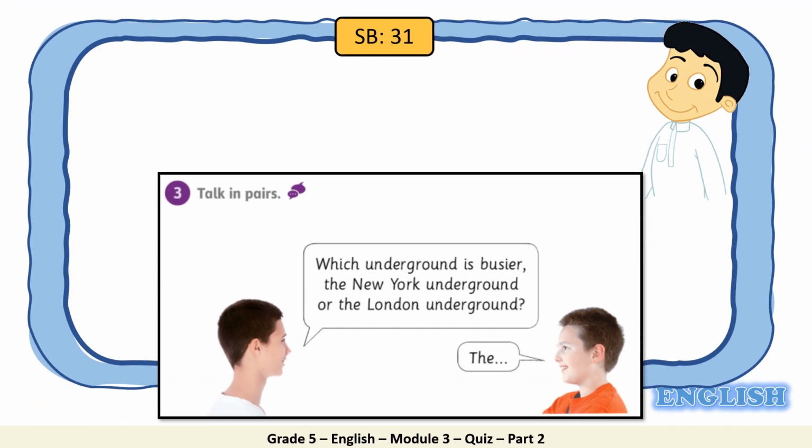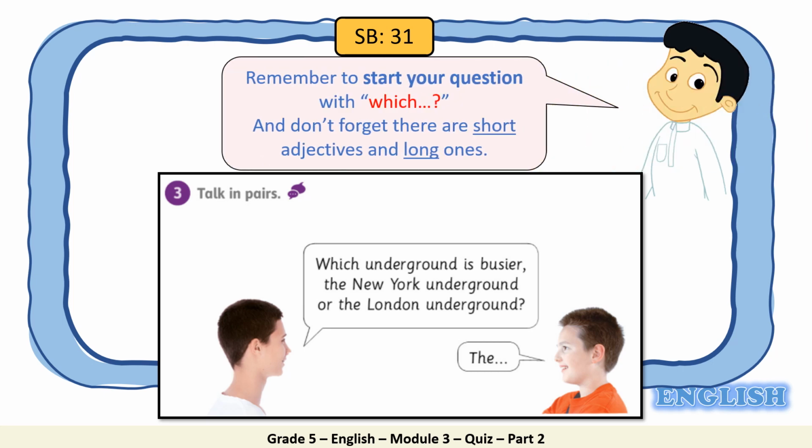It's time for you to chat. Go to exercise number 3 and ask your friends, which skyscraper is taller or which underground is busier? And they will answer you. Then they will ask you a different question and you will share your answer with them. Remember to start your question with which. And don't forget, when you are comparing, there are short adjectives and long ones.